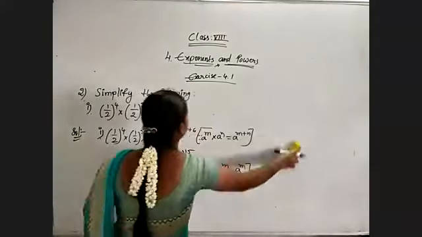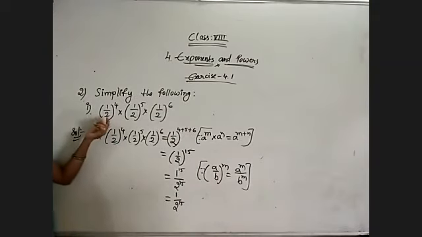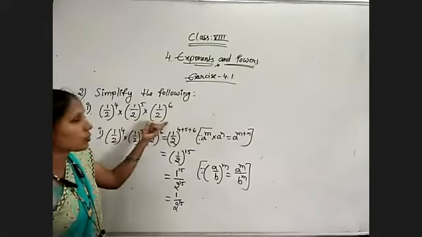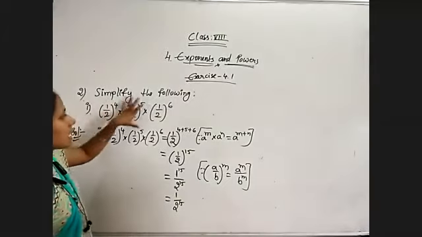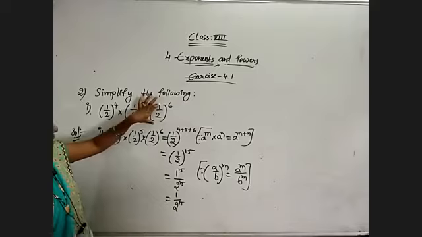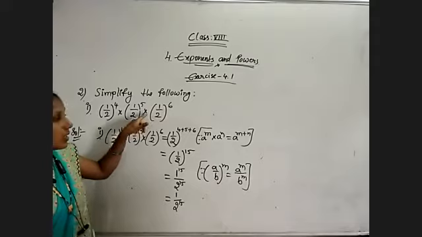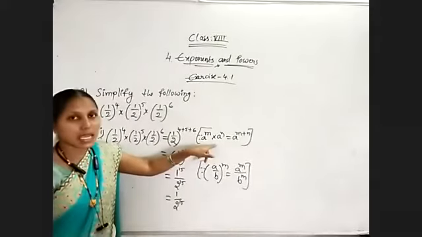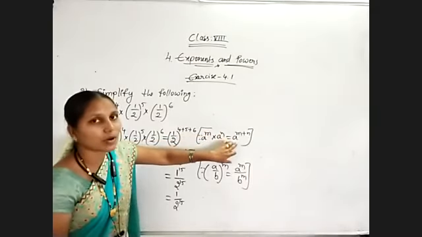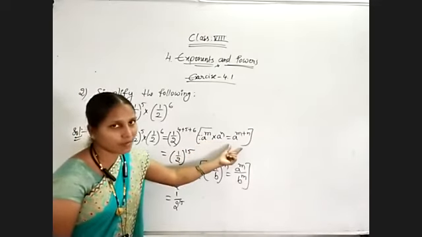See, here I have three exponential numbers: 1 by 2 to the power of 4, 1 by 2 to the power of 5, 1 by 2 to the power of 6. For all these 3 exponential numbers, the base is equal, 1 by 2. They have different exponents and they are multiplied. When numbers have the same base and multiplication is between them, we have to use the a to the power of m plus n simplification. a^m into a^n is equal to a^(m plus n).